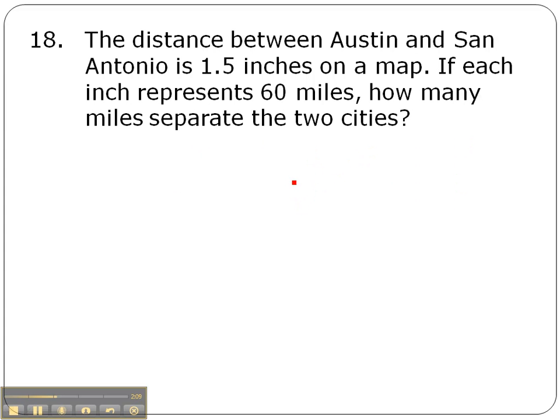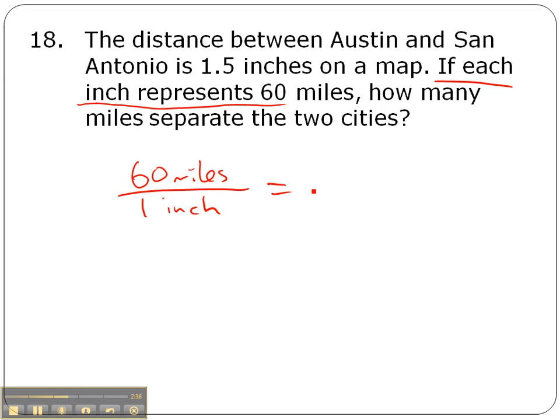18. The distance between Austin and San Antonio is 1.5 inches on a map. If each inch represents 60 miles, how many miles separate the two cities? So there's lots of ways to do this one, but if we set up a ratio using this statement, each inch represents 60 miles. So 60 miles per inch, or per 1 inch. And then we set up a proportion.